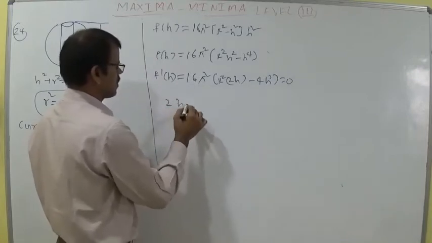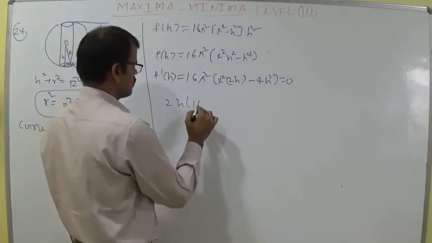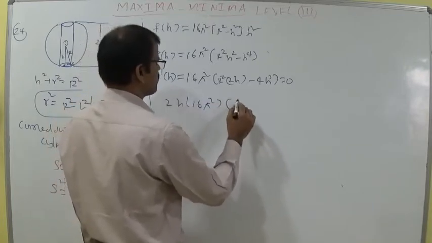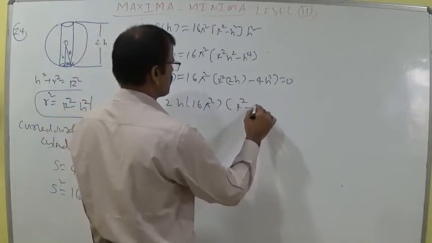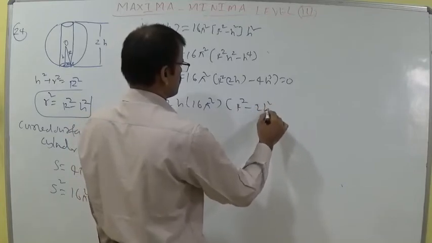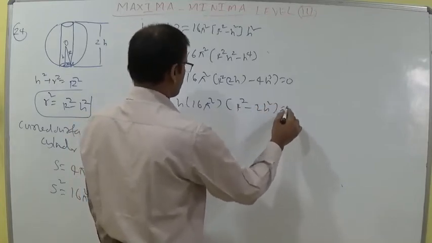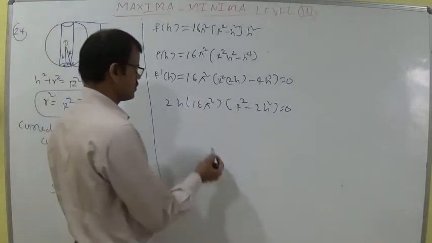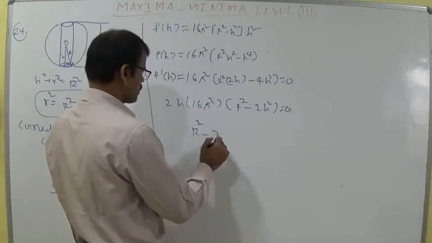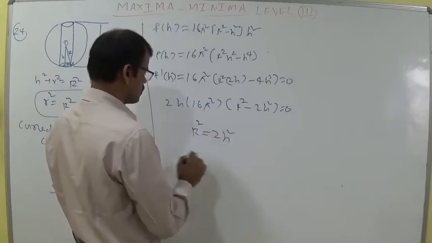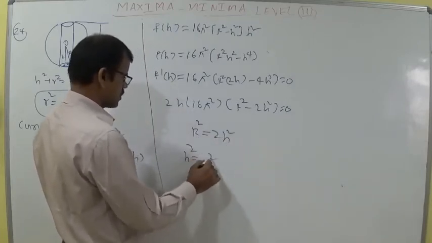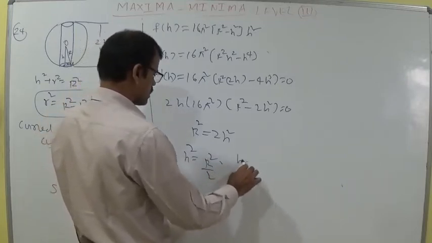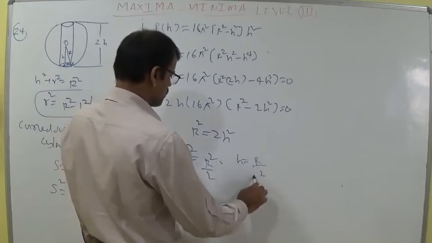Now you can take common 2h. 2h into 16 pi square into R square minus 2h square, equal to 0. Here h equal to 0 you should not take, because the height should be there, height should not be equal to 0. So you can confirm that R square is equal to 2h square. h square is equal to R square by 2. Therefore, you can write h is equal to R by root 2.